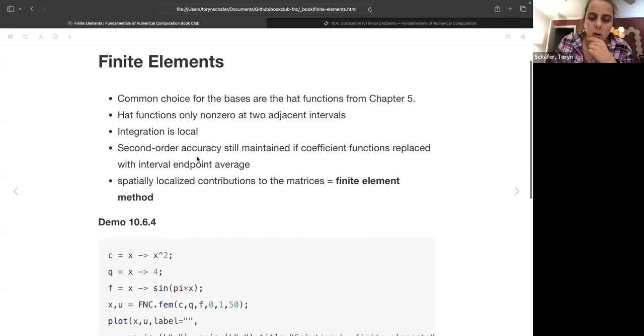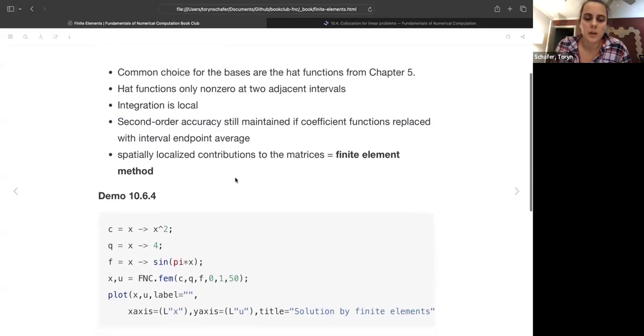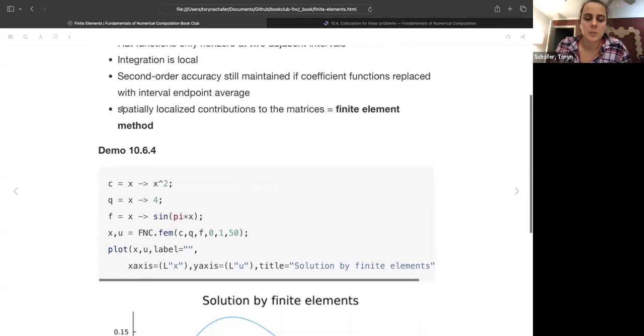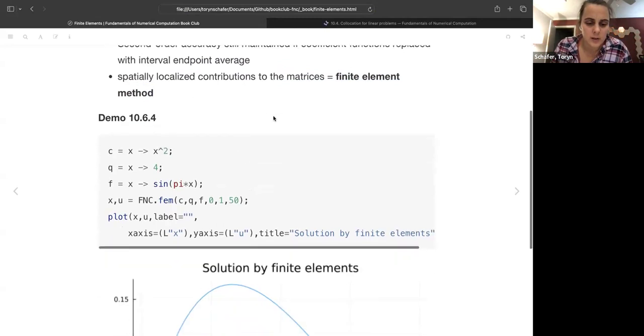We have second order accuracy maintained if the coefficient functions, we just replace them with the average based on the two endpoints. These spatially localized contributions to the matrices define what we call the finite element method. And so there's again this function now, FEM, finite element method.